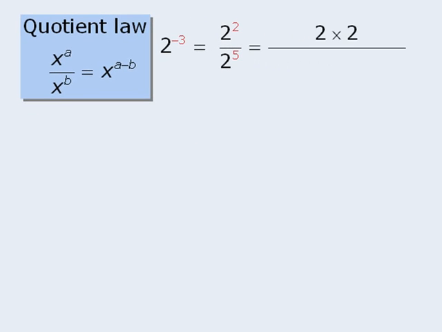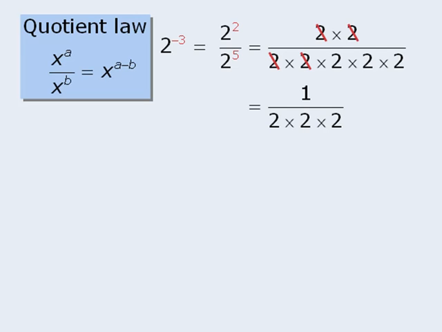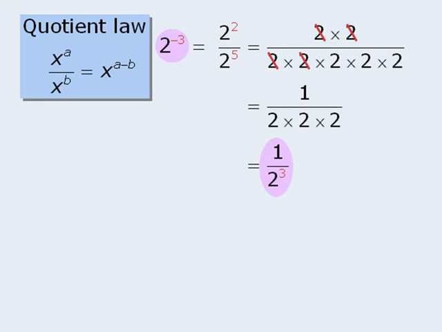Another way is to write 2 to the power of 2 as follows, and then write 2 to the power of 5 like this. At this point, we can eliminate some of the 2's to get 1 over 2 times 2 times 2, which is the same as 1 over 2 to the power of 3. So, using one approach, we see that 2 to the power of 2 divided by 2 to the power of 5 is equal to 2 to the power of negative 3, and using another approach, we get 1 over 2 to the power of positive 3. So it must be the case that 2 to the power of negative 3 and 1 over 2 to the power of positive 3 are equal.